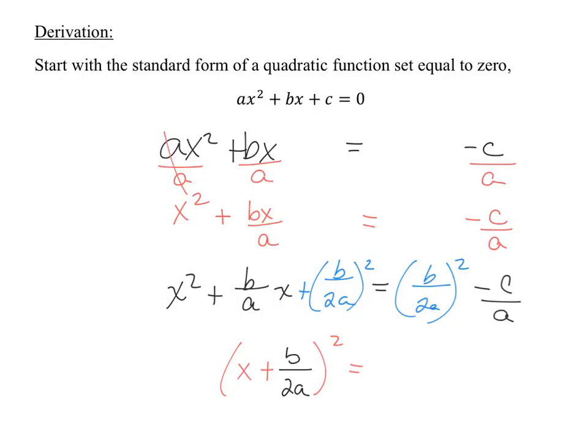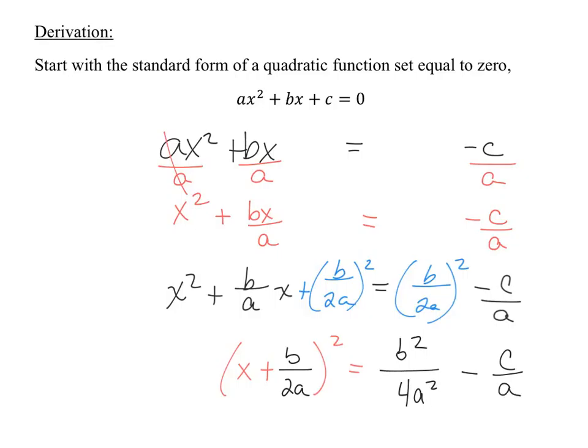That will always factor that way. If you don't believe me, FOIL it out. FOIL this quantity out, you will get back to this line right here. And that always works. On the right-hand side, if I'm going to square things out, I'm going to write this as b squared over 4a squared minus c over a.